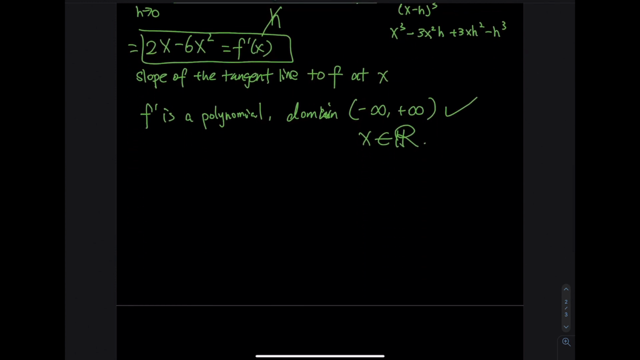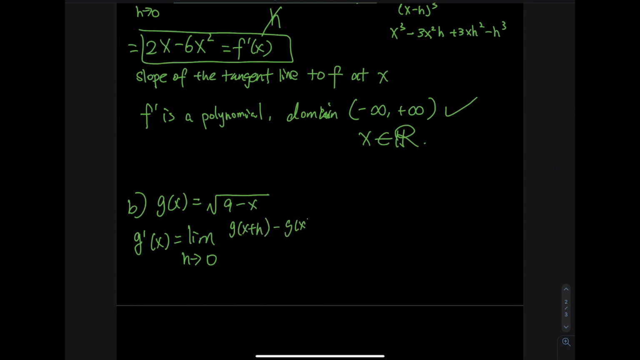The next one, we have b. So b is, we have g of x equals the square root of 9 minus x. All right. So we start with the definition, g prime of x. So this time is limit as h goes to 0. We have g of x plus h minus g of x divided by h. All right. And then you have to plug in. So limit as h goes to 0, the x plus h, you have to replace the x with 9 minus x plus h in parentheses, and then minus the function itself, 9 minus x, divided by h.